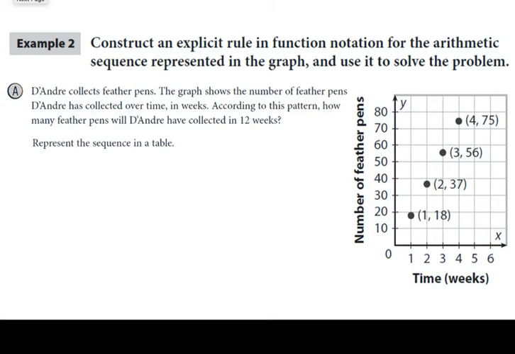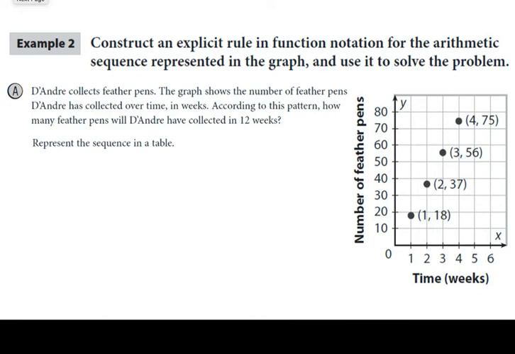Okay, let's be given a graph and see if we can go backwards. So we've got ordered pairs (1, 18), (2, 37), (3, 56), and (4, 75). Our first value is the term, which is the number of weeks. So the first week, the second week, the third week, the fourth week. And after 1 week, DeAndre has collected 18 feather pens. The second week, he's collected 37 feather pens, and so on and so forth.